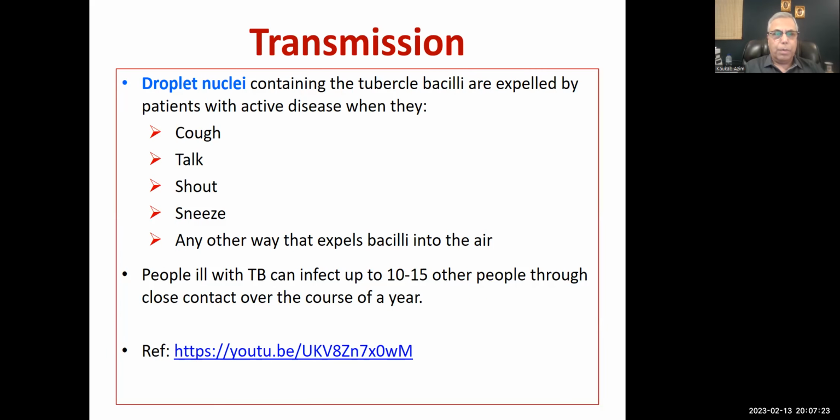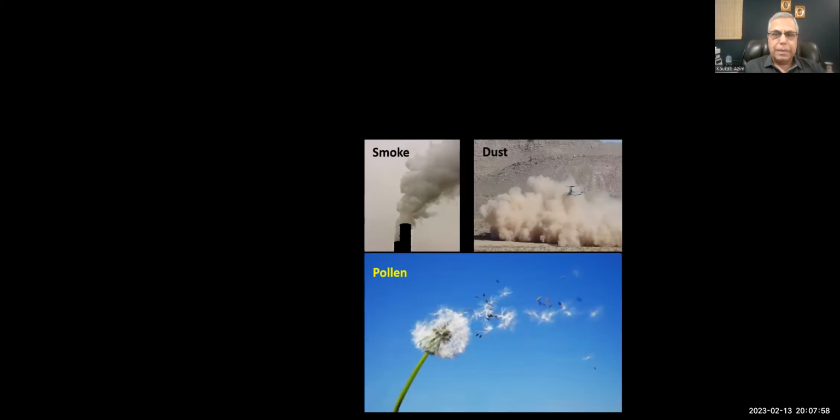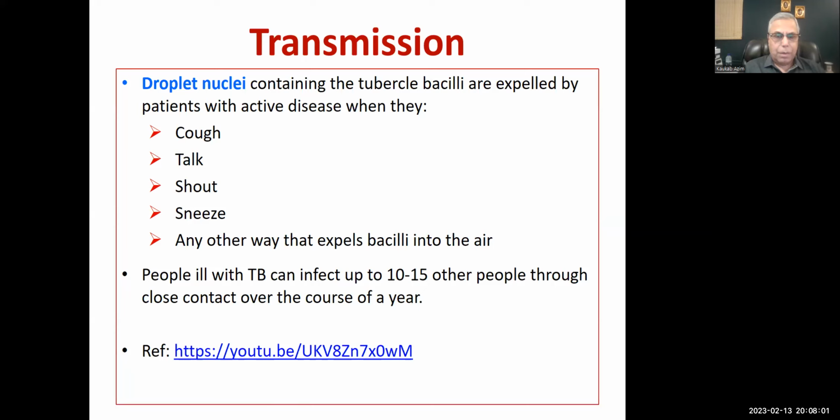Transmission is through droplet nuclei, which means coughing, and even when people are living in overcrowded places, even when they talk or shout or sneeze, the droplets go out of their mouth, and they can infect or lodge into the lungs of other people. So people ill with tuberculosis can infect up to 10 to 15 other people through close contact over the course of a year. And I will show you a slide over here in which I'll explain how the droplets hang in the air. And I've shown you a few pictures.